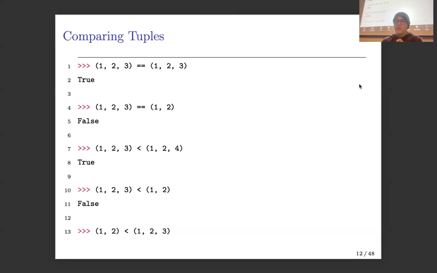Is 1, 2 less than 1, 2, 3? Well, again, 1 and 2 are equal. So we move on to comparing nothing with 3. The nothing here is the bottom of the category. So is negative infinity less than 3? Yeah.